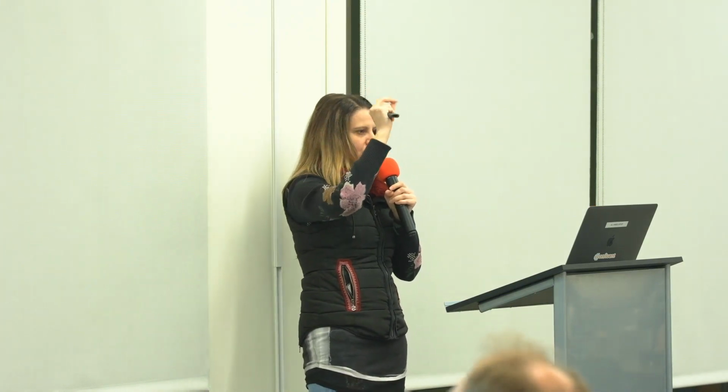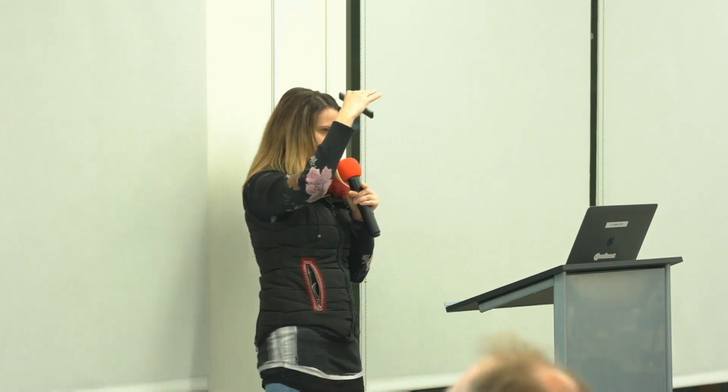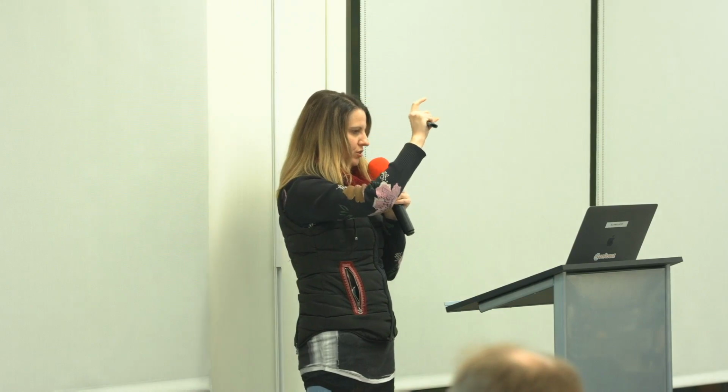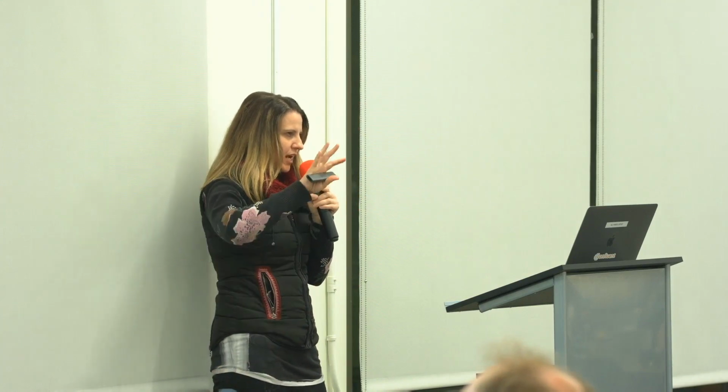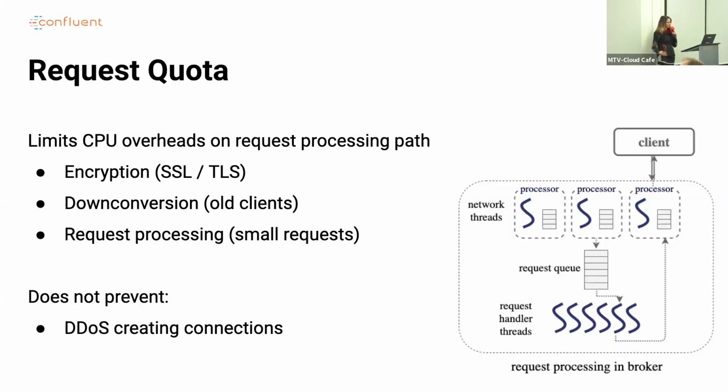And so the time on request handler and network threads is the one which is limited. So not the time in queues, but just the time that those threads are processing. And why is this useful? It's a reasonable approximation, because there are quite some CPU-heavy overhead things happening on that request path. What we think usually has bigger overhead is encryption, like SSL, TLS. Old clients doing down conversion take quite some CPU, and also request processing. When I say request processing, I mean more when you have lots of requests, so once it's set up to be really high on CPU.